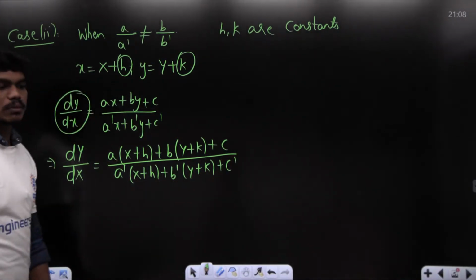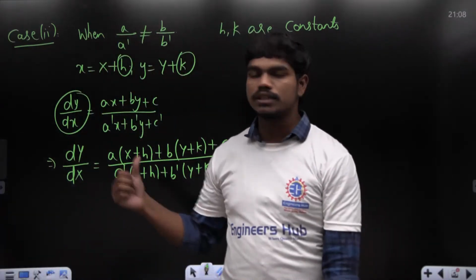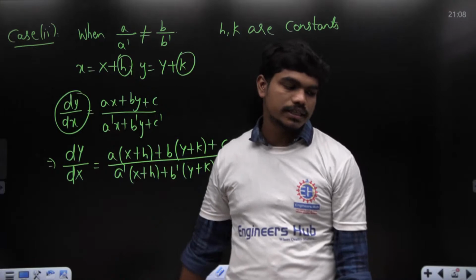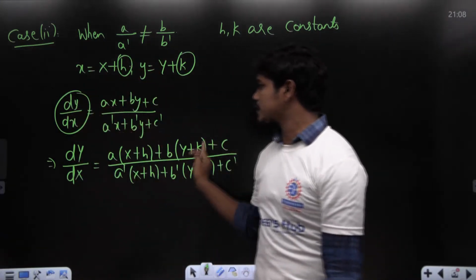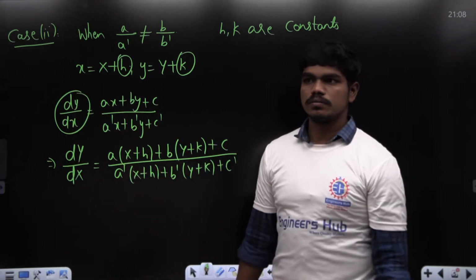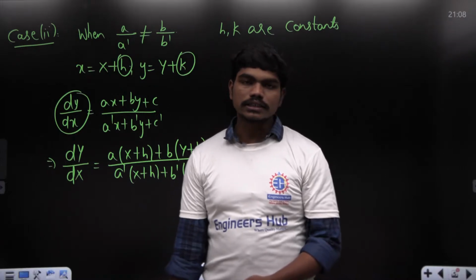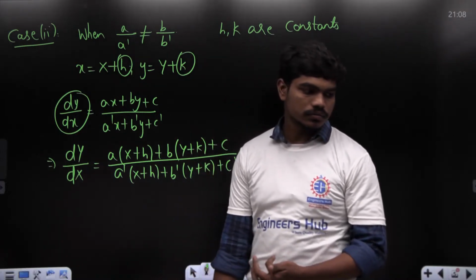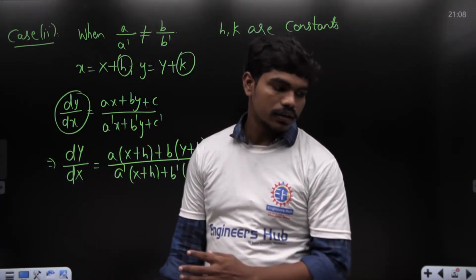Did you all understand till this moment? Because we are substituting this small x as some capital X variable plus h and this small y as capital Y plus k. And for this particular substitution, can you all understand that this differential equation gets converted to this? Yes or no? Correct? Please respond. Please type in the chat box. Can you all understand till this moment? Yes?